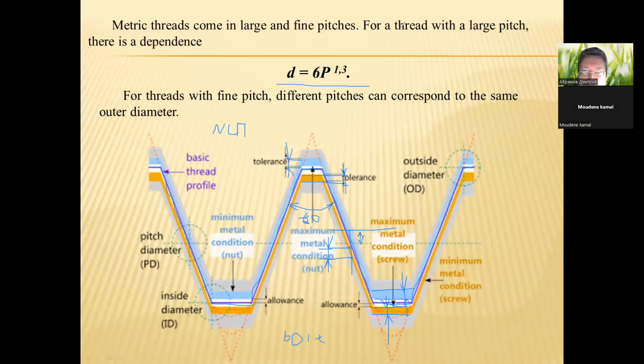Please write down in your notes this formula and this picture and this figure. Okay, teacher.